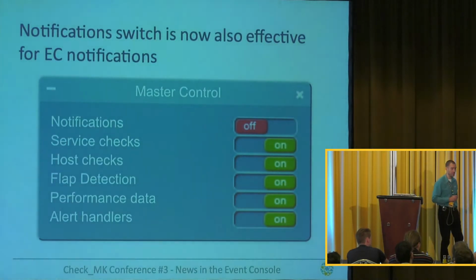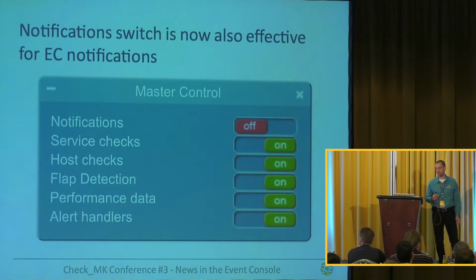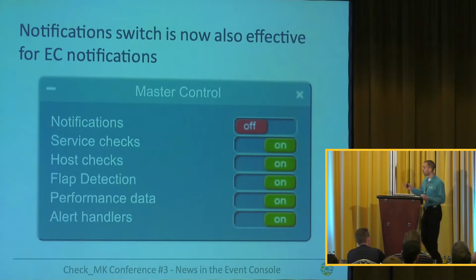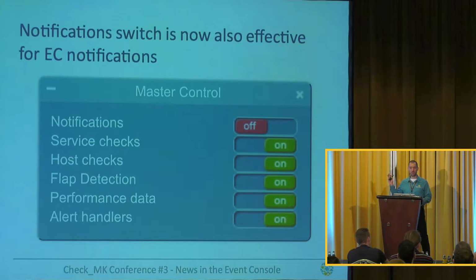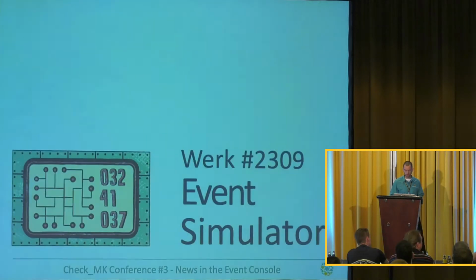Another thing that's really nice is the master control. There is this option, notifications. The user really assumed that if they turn it off, they're not going to get any notifications anymore. For the event console, that wasn't the case so far. The notifications from the event console ignored this switch because it was in the monitoring core and not in the event console. But now this switch does work. You always have to consider though that this is per site. So you have to switch it on the site where your event console is running. Wherever the events go to, that's where you need the notification setting.